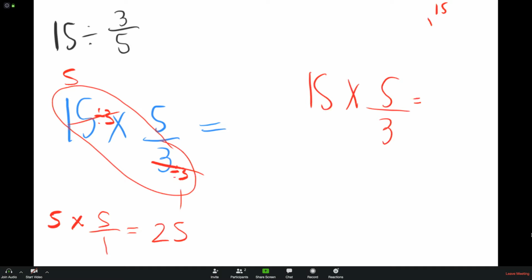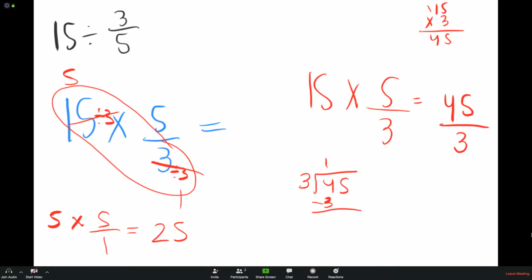We could do the work up here. 3 times 5 is 15. 3 times 1 is 3, plus 1 is 4, 45, all over 3. Since it's improper, we need to do long division. 3 goes into 14 once, which is 3. Subtract and you get 1, and then bring down the 5. 3 goes into 15 5 times.